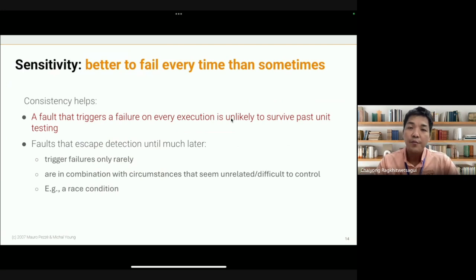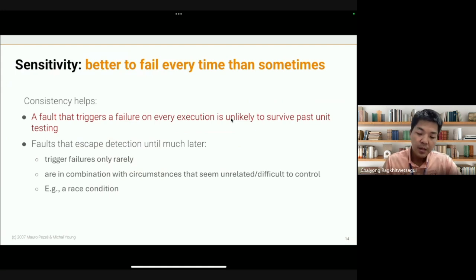For example, if you give an input of 10 and the software fails the first time, and then you give the input 10 again, but the second time it doesn't fail, and then you give the input 10 again, and the third time it fails, that would be really difficult for you to pinpoint the actual fault in the code. So sensitivity in this principle means the software should fail every single time if you give the same input that triggered the fault in the past.